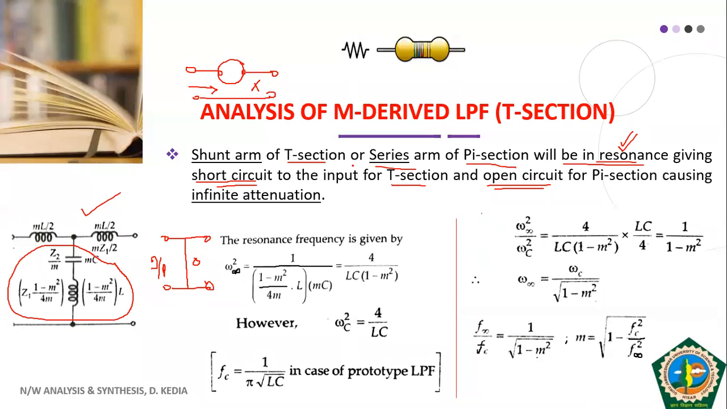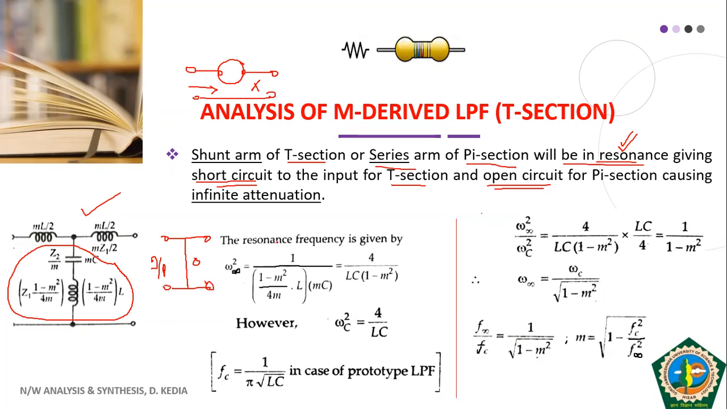Okay, and the frequency at which we get infinite attenuation, we designate that frequency as, you can say, resonant frequency, omega infinity or f infinity. So till now we have talked about the cutoff frequency. Now we come across one more frequency that is known as infinite frequency, or you can say resonance frequency, that is represented as omega infinity.